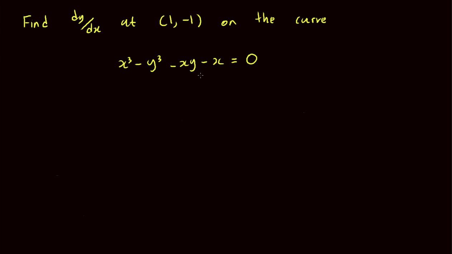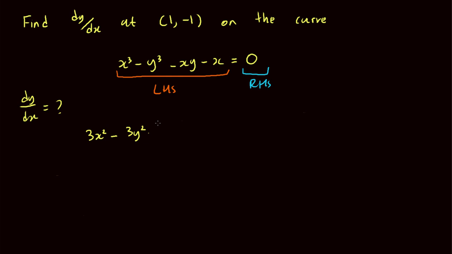Okay, assuming that you already paused the video and gave it a try, let's solve this problem. The first thing the question wants is to find dy dx. The fastest way is to take the derivative of the left hand side and the right hand side, so the derivative of both sides. As we do that, what we end up with is 3x squared minus 3y squared. Remember, if you're differentiating with y, don't forget the dy over dx term.